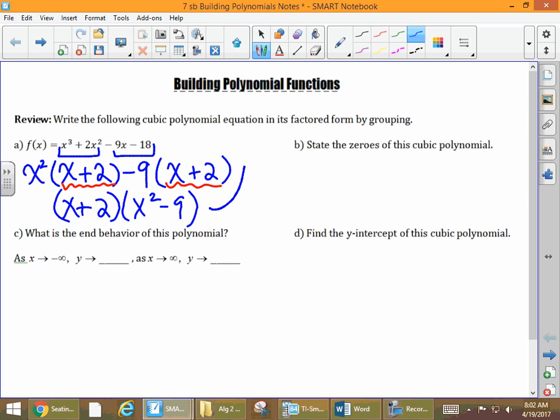If you don't have enough room, I'm going to squeeze it in over here in B. If you don't have enough room in your problem, or in your space, we have x plus 2, but x squared minus 9 can be factored as well. Remember what we do. It's the difference between two squares. x squared is x times x, and 9 is 3 times 3. Difference between two squares, different signs.